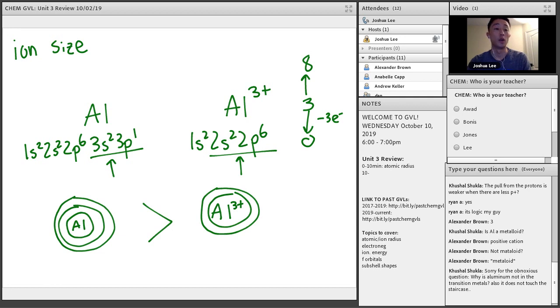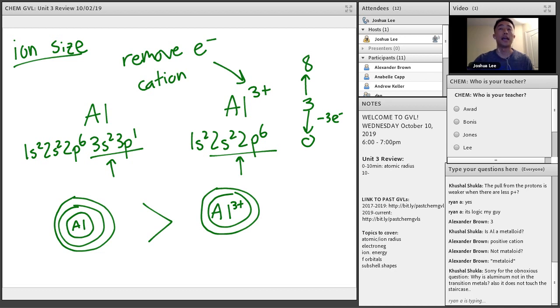So, ion size. If you're removing electrons, you become a positive ion, so you become a cation. And if you become a cation, think about removing layers off of an onion. What's going to happen to your onion? Your onion's going to get smaller. Same idea: as you remove electrons, the atom will become smaller and smaller.